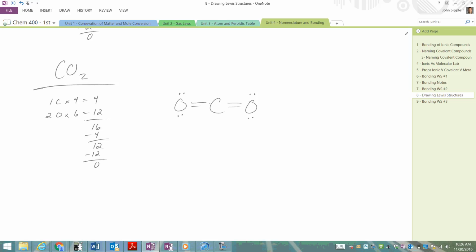Draw lines because that represents those electrons being shared between them.